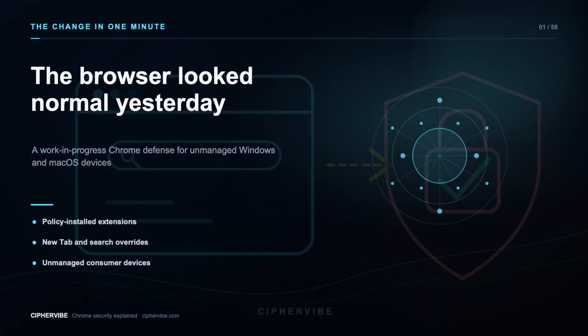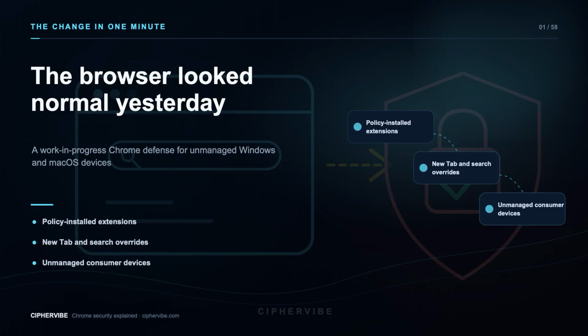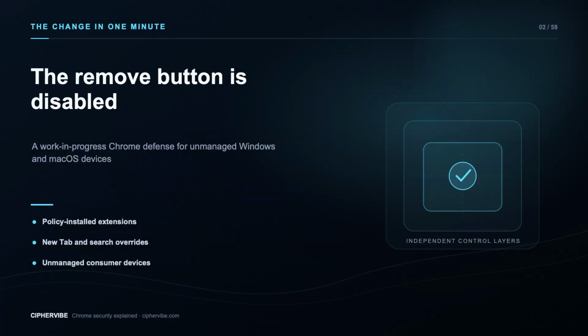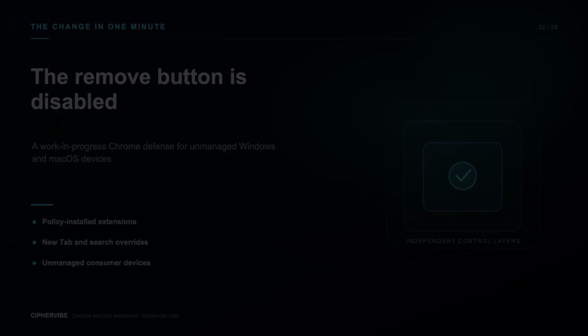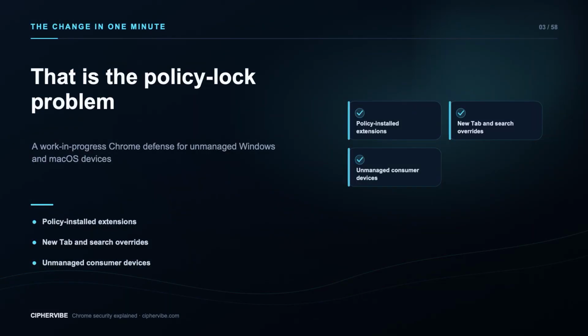Imagine opening Chrome tomorrow and every new tab sends you through a strange search page you never chose. You find the extension, but Chrome says it was installed by an administrator and will not let you remove it. Malware can abuse local enterprise policy settings on a personal computer to make a hijacker look administrator approved.